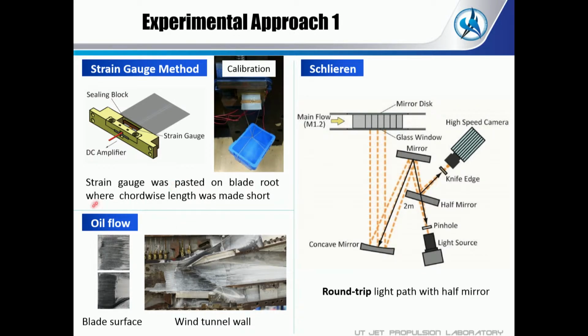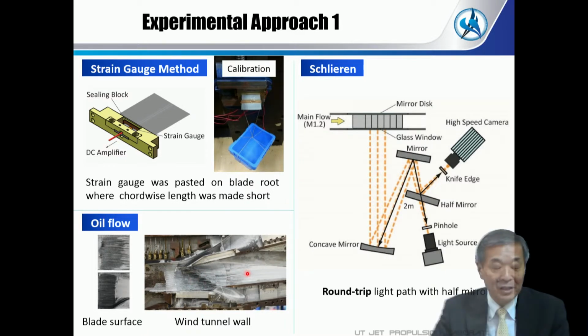And we also use oil flow. As I showed you, we can visualize the flow on the blade surface with an oil flow technique like this. We also use this oil flow technique for the wind tunnel flow. So this is a wall of the wind tunnel, and we visualize the flow on the wall surface with the oil flow technique to make a good flow in the wind tunnel.